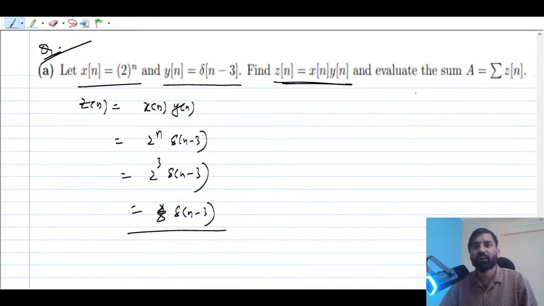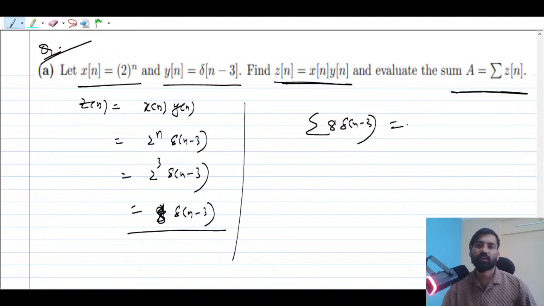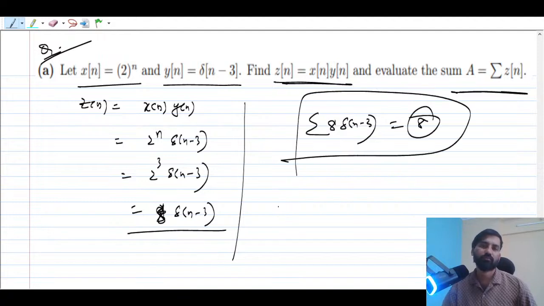Now you have to find the sum. तो आप इसका सम कर सकते हैं. तो इसका सम करेंगे तो कितना आएगा सर? I think you will get 8 only, right? तो अगर आप सम फाइंड करते हैं तो sum over 8 times delta n minus 3, so that will give you 8 only, right? ठीक है. It's a very simple answer, very simple question, okay.